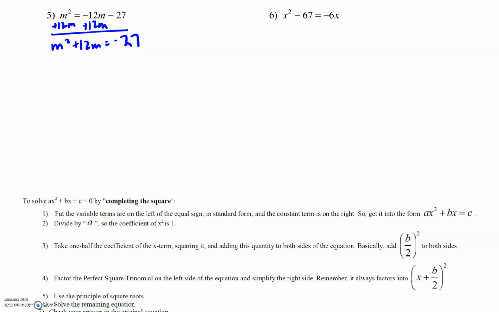Now we need to identify our b term, and our b term is positive 12. We're going to take our b divided by 2, which would be 6, and we're going to take our b divided by 2 squared, which would be 36.